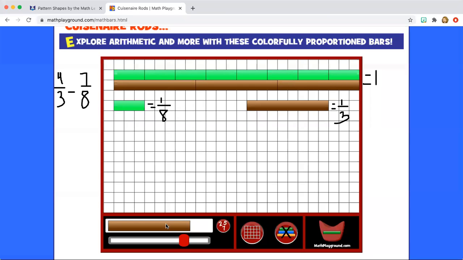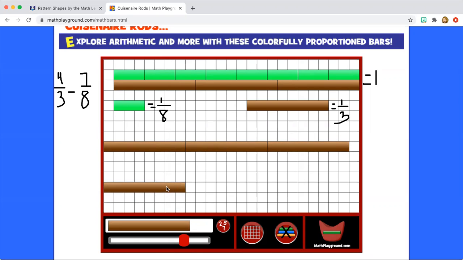How many thirds do I need? 4. 1, 2, 3, and I'm not going to be able to fit 4, but that's one whole. So maybe we think about it as one whole and a third, right? 4/3. And then 7. And now I want to look at the difference, right? Or the distance between these. 4, 5, 6, 7. So now the difference is all of this space left over.